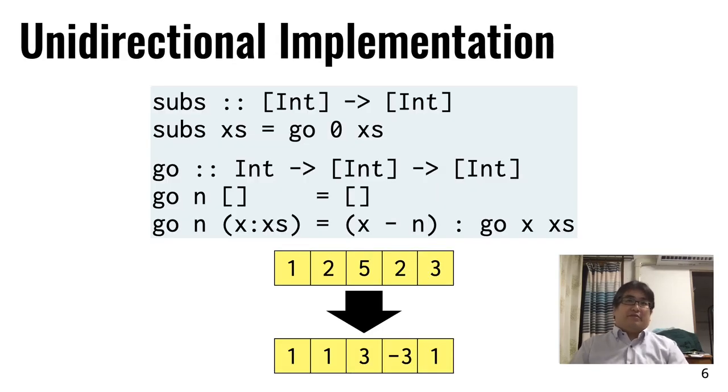The standard unidirectional implementation of this transformation looks like this. The subs function takes a list of int and returns a list of int. This function calls go with an additional argument 0, which intuitively represents the previous element. Go takes an int and a list of int and returns a list of int. If we apply go n to an empty list, it returns an empty list. If we apply go n to x cons xs, it outputs x minus n and recurses over x and xs.